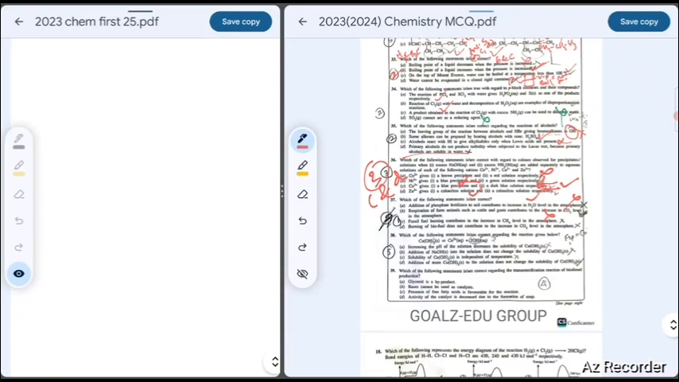C. Fossil fuel burning contributes to the increase in CH4 level in the atmosphere. No, fossil fuel burning does not give methane. Right? Fossil fuel burning gives what? Carbon dioxide. Mainly it gives carbon dioxide. Therefore that is wrong.